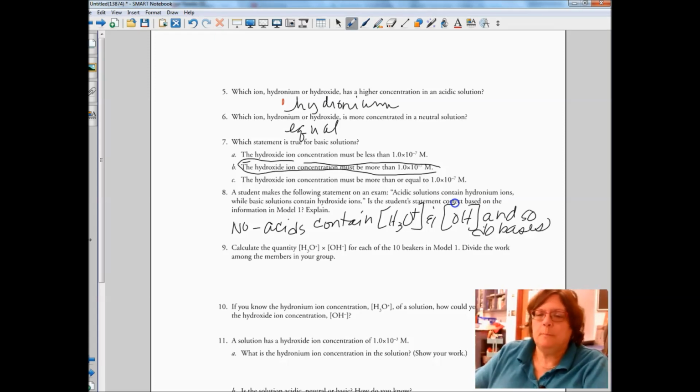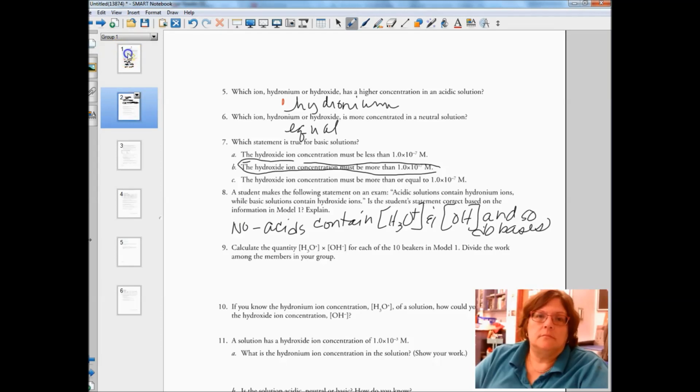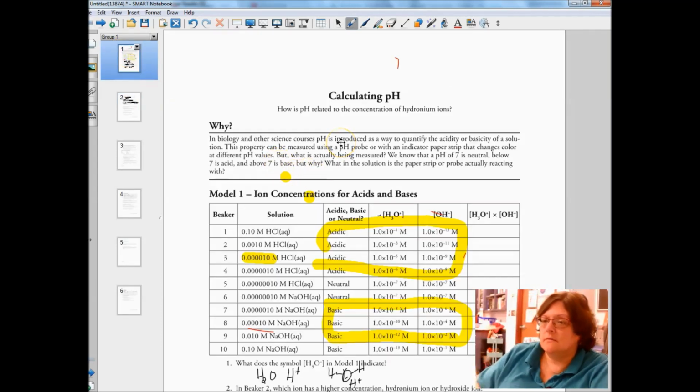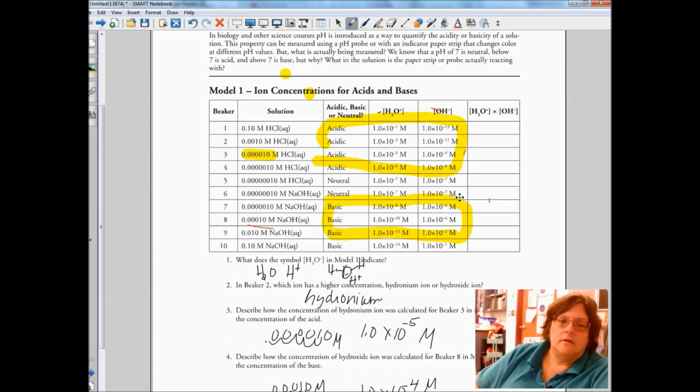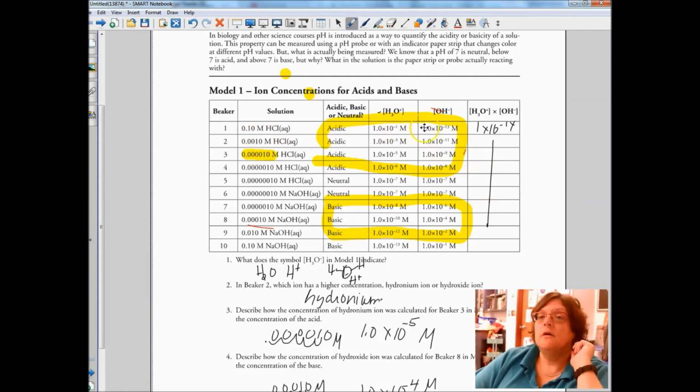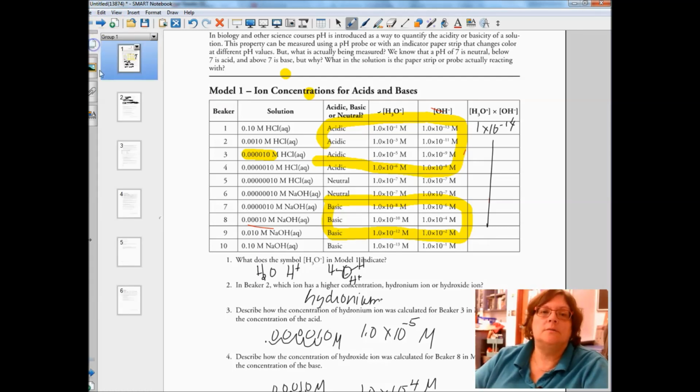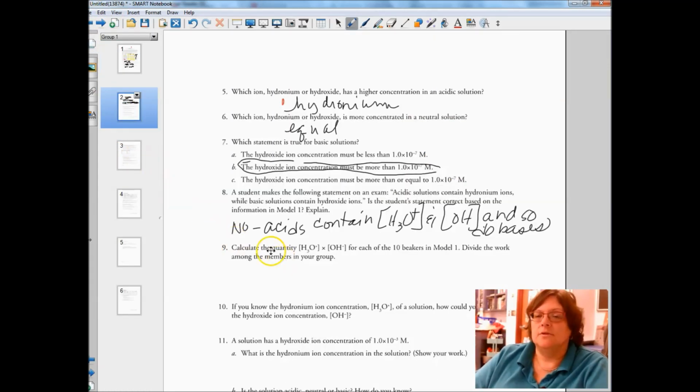All right. Now it asks us to calculate the quantity of all these. So take a moment and do that. Hit pause. Come back when you're done. You should have discovered this times this is going to give you 1 times 10 to the negative 14th. This times this, 1 times 10 to the negative 14th. In fact, all of them are going to equal 1 times 10 to the negative 14th.